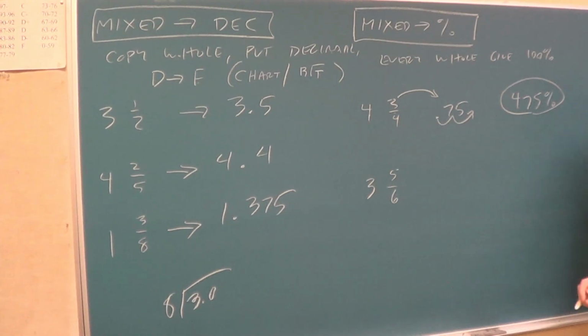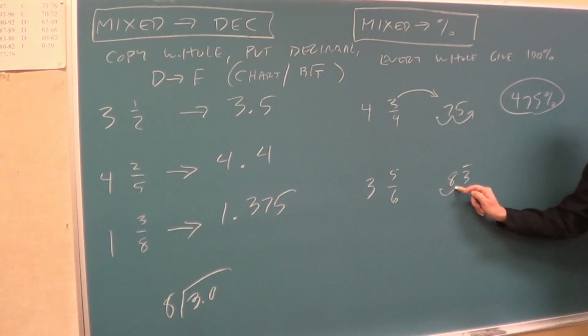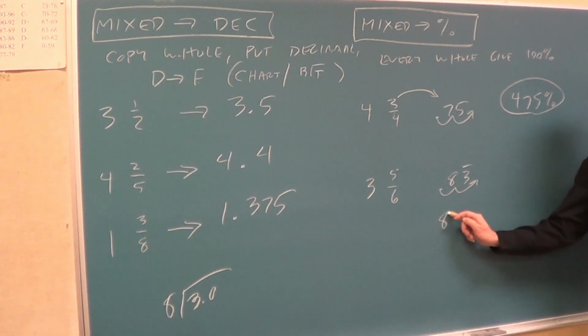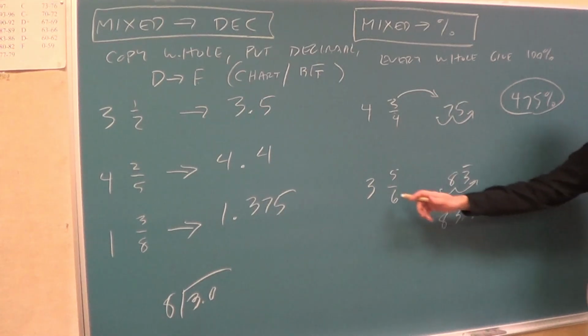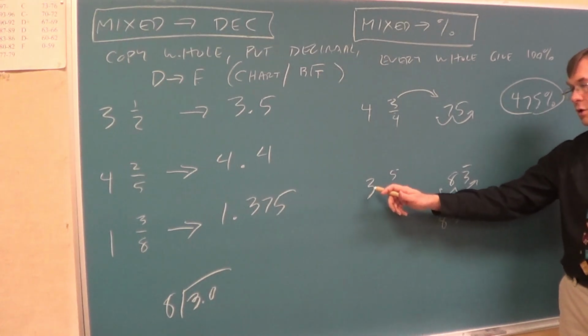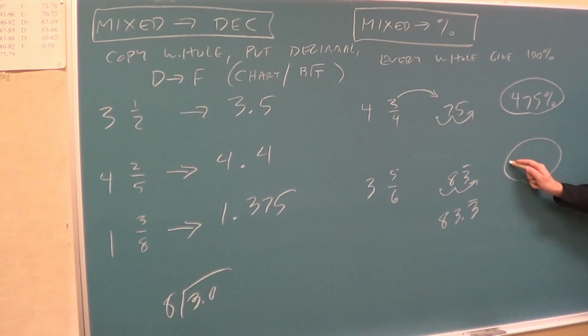So 5/6. If you know 5/6 from the chart, we could do it. Does anybody know what 5/6 is from the chart? 0.83 with a line on the 3. If we bounce that twice, then what is it? 83.3, still with a line on the 3. But don't forget, there was a 3 there. And what did we say the 3 was going to do for us? 300. So 3 gives us 300. Add that onto this, our grand total would be 383.3 with a line on it, percent.